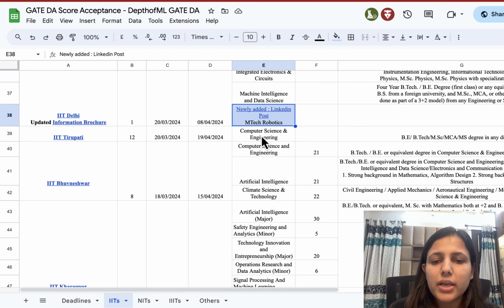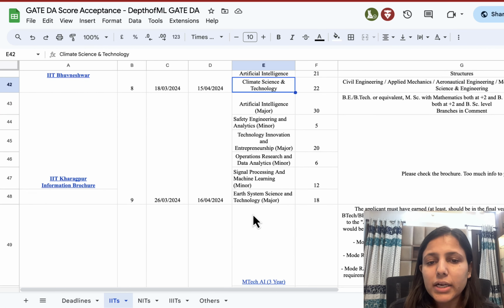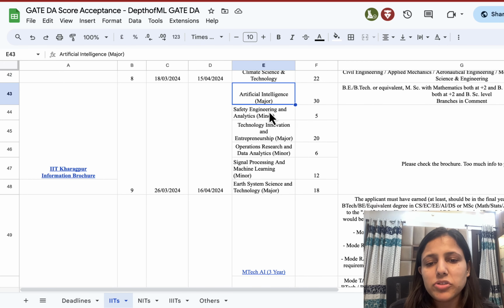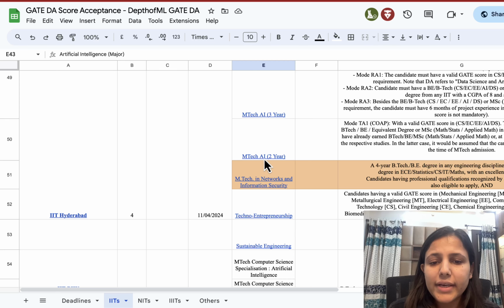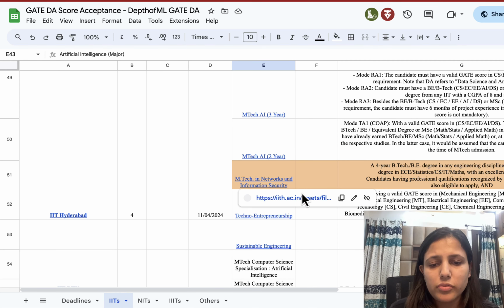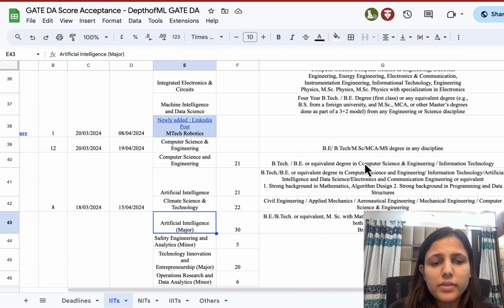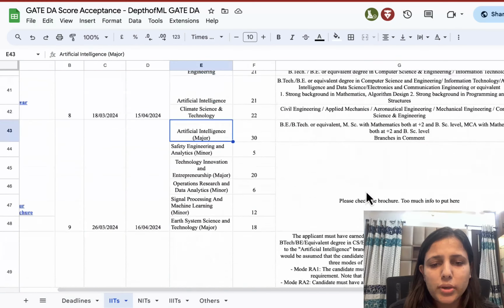IIT Tirupati is taking admits via GATE DA score in Computer Science and Engineering. Bhubaneswar is also taking admits in Computer Science and Engineering, Artificial Intelligence and Climate Science and Technology. IIT Kharagpur is taking admits in Artificial Intelligence and these other programs. IIT Hyderabad has a separate AI program, which has 2-year and 3-year versions, and you can also find the eligibility criteria they have put on the bachelor's degree over here.